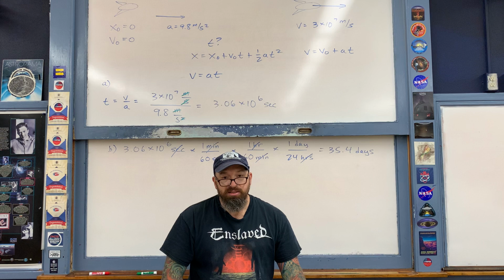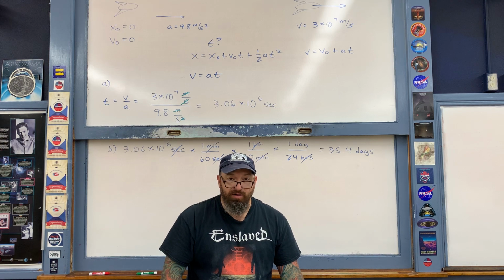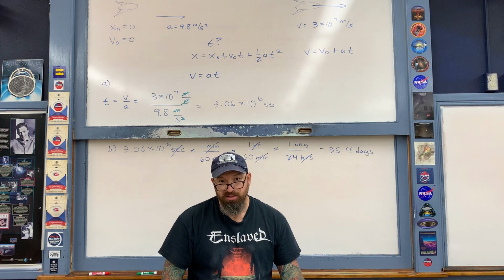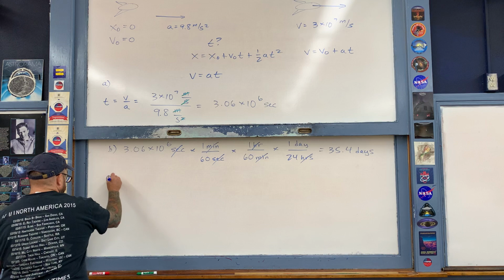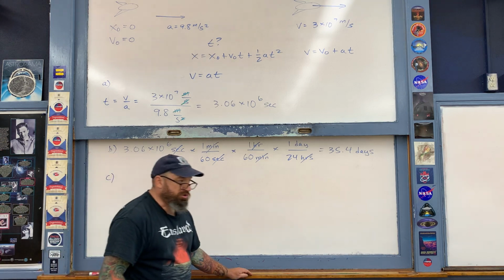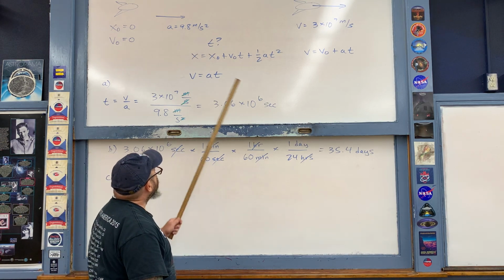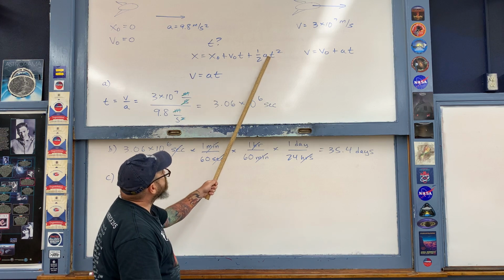Okay, now in parts C and D of the problem, we're going to calculate how far the rocket travels when it undergoes this acceleration. As you'll see, it's going to be quite a large distance. So now for part C, let's take a look at the position equation. So once again up here on the top board, this is describing the position as a function of time.